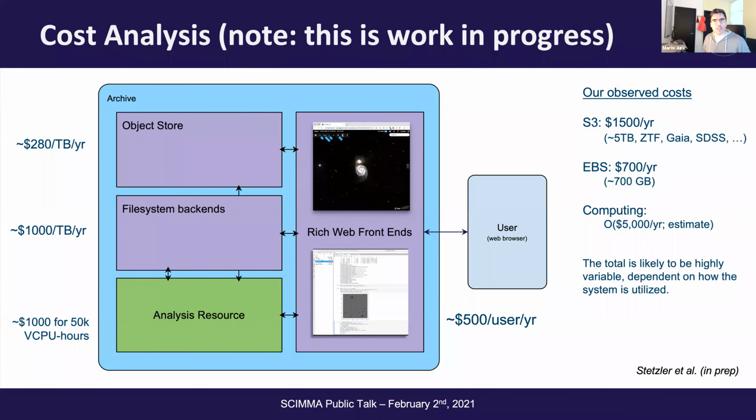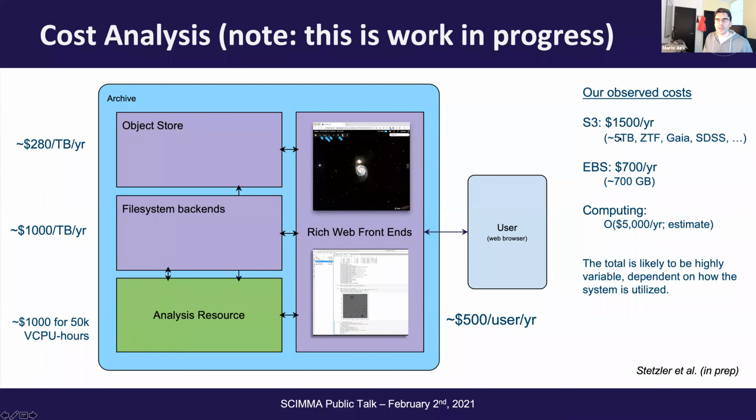This slide, I don't have much time to talk about, but let me give you a sense of our observed cost. We have about 5 terabytes of data. These are heavily compressed. That's one of the things that Spark allows you to do. This is the ZTF dataset, all the light curves, Gaia, SDSS, and then a couple of others. And we're paying about $1,500 a year to keep that in S3.